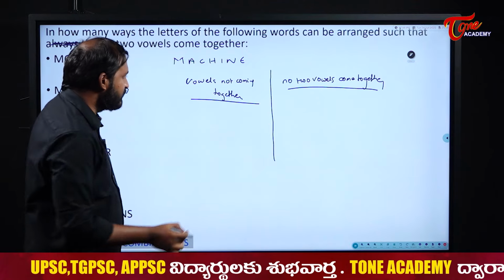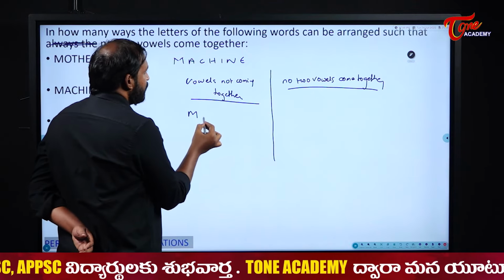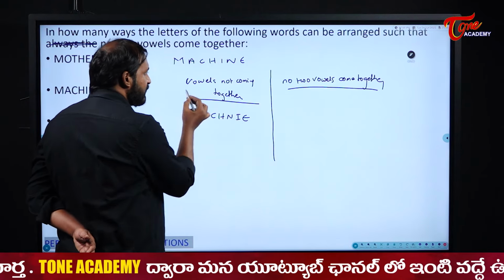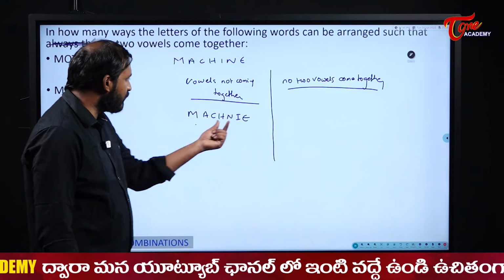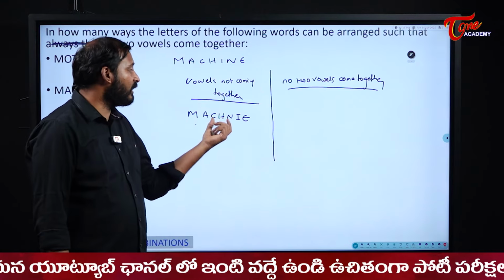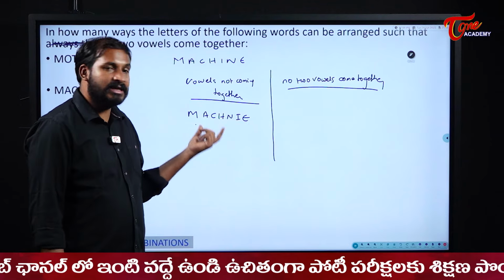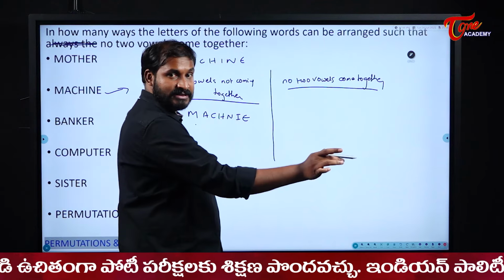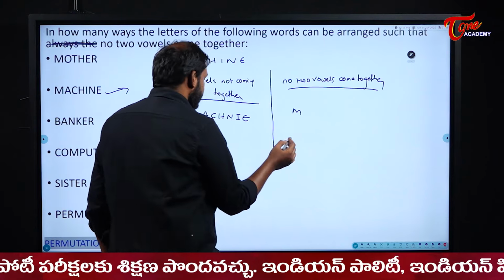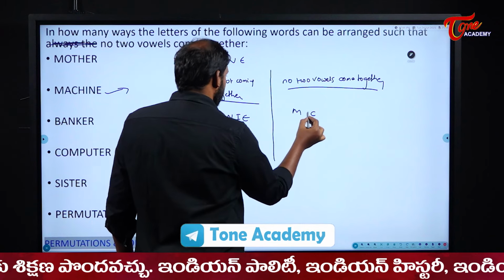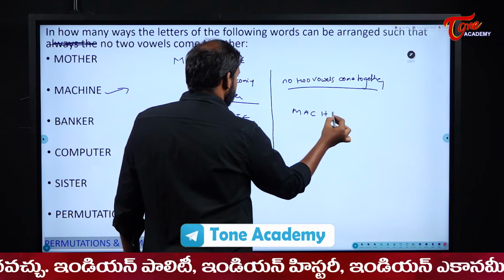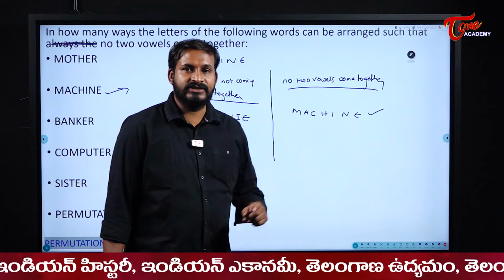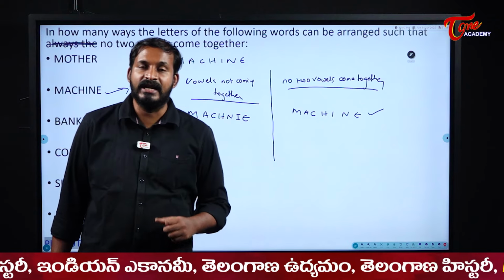Vowels not coming together means, see here students, M, A, C, H, N, I, E. If I write this arrangement, it will satisfy this condition. Why? Because only two vowels are coming together, but all the vowels are not coming together. So this will satisfy, but the same thing will not satisfy this condition. Why? Because here no two vowels, means M, A, C, H, I, N, E, this will satisfy the given condition. Why? Because no two vowels are next to each other.